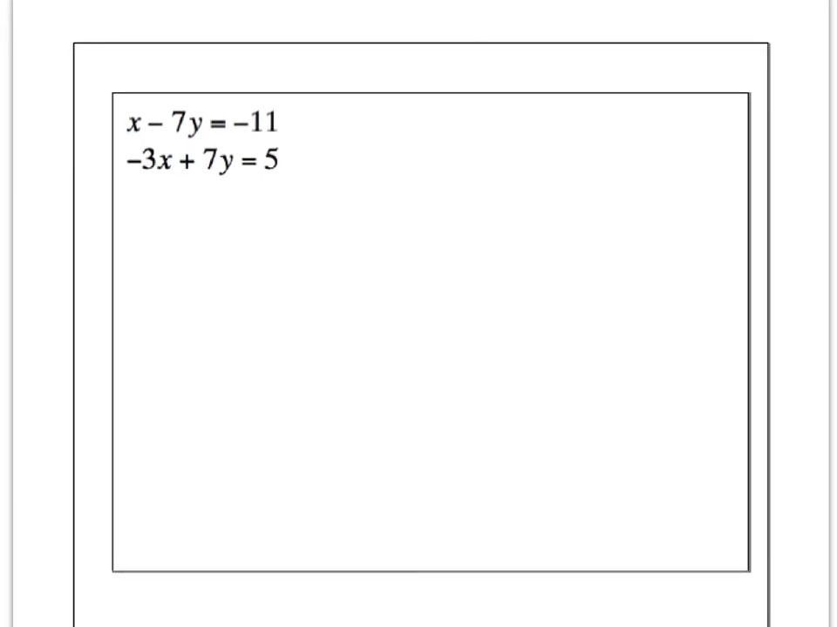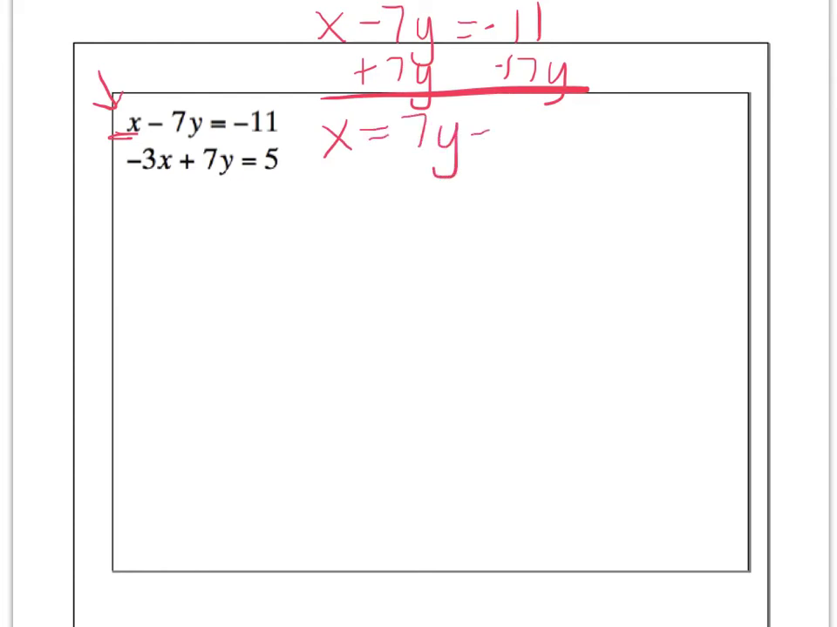surgery. Okay, so we're looking at this next one. We again want to figure out which one would be easiest to solve for. And in this case, since the x is alone, I'm going to solve that one for x. I'd have to, I'm going to write it up here, x minus 7y equals negative 11. I'd have to add 7y to each side. So I get x equals 7y minus 11.